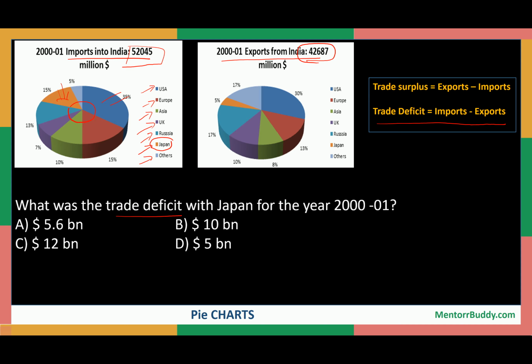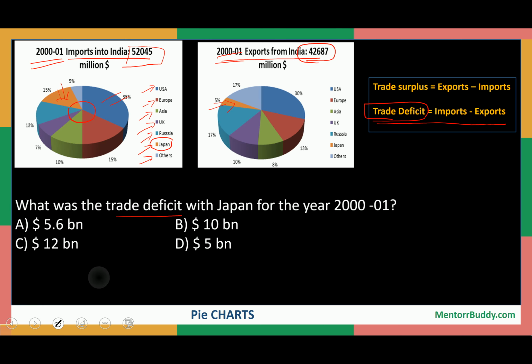I mean, first we will calculate the import. See, both the charts have been given for 2000-2001, right? One is import and another is export. What we need to do is first calculate how much import has been done from Japan, and then calculate from this chart how much export has been done to Japan, right? And then when we subtract export from imports, we'll get our trade deficit amount. So let's quickly come to the solution and try to solve this question.